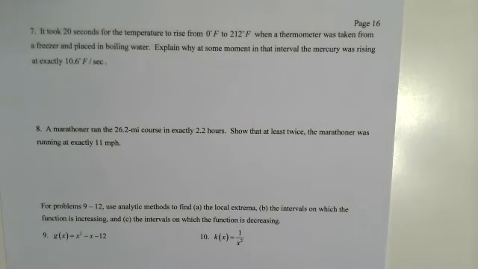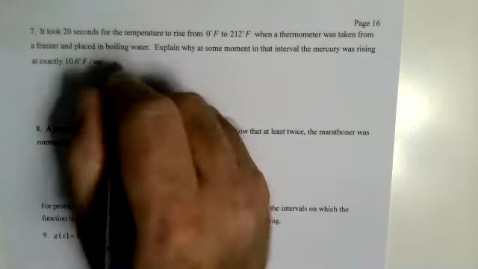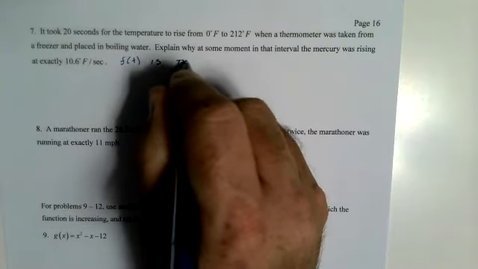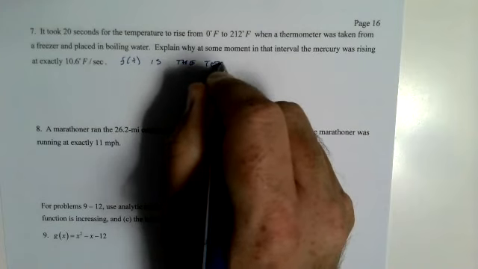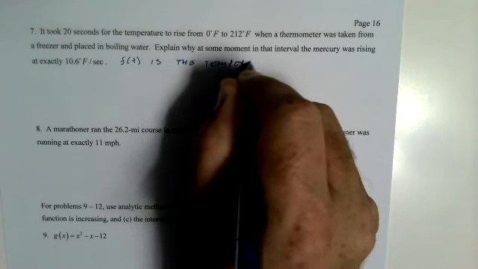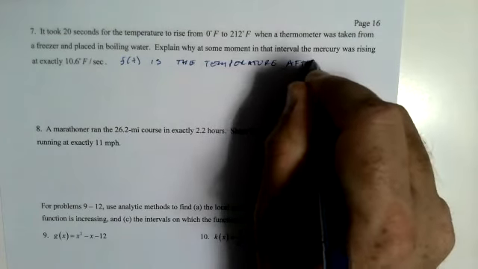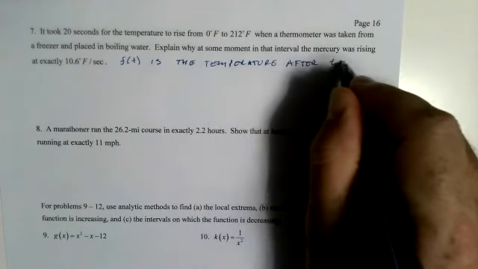Number 7, it took 20 seconds for the temperature to rise from 0 to 212 when the thermometer was taking. At some point, mercury was rising at exactly 10.6 degrees Fahrenheit per second. So let's write it out. F of T is the temperature after T seconds.